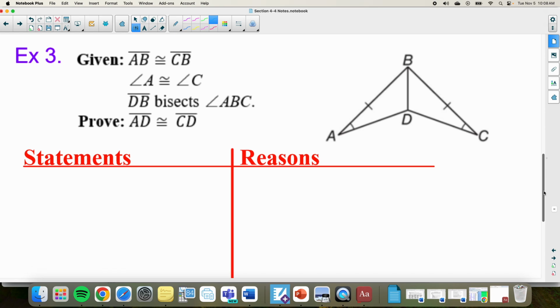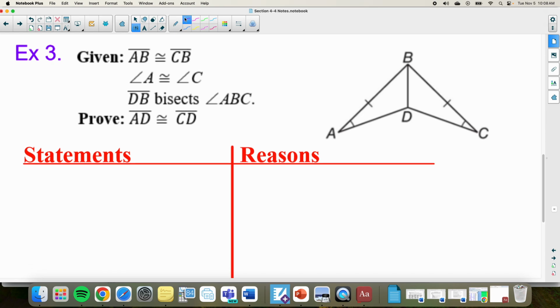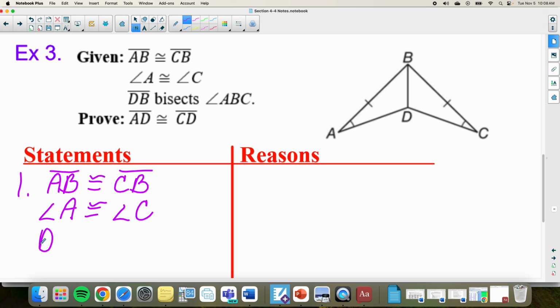Now let's go down to example 3. And notice this one we're given 3 different things. Okay. So step 1, we're given that segment AB is congruent to segment CB. Angle A is congruent to angle C, and DB bisects angle ABC, and step 1 is given.